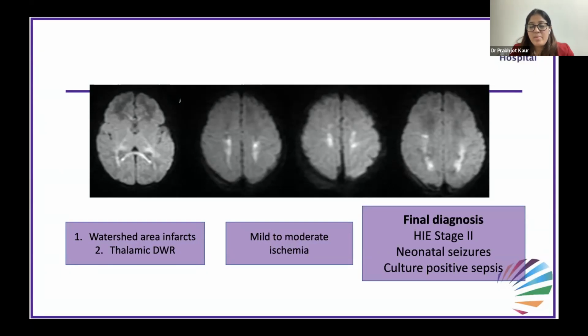In this case at present, no further investigations are planned. In case the baby shows any new features, we will see in follow-up. So again, what this case teaches us is that neuroimaging does help. Once we have a neuroimaging pattern which is very typical of mild to moderate HIE, we would want to follow up the child rather than going in for a lot of other investigations to find out the cause of neonatal seizures for this child.